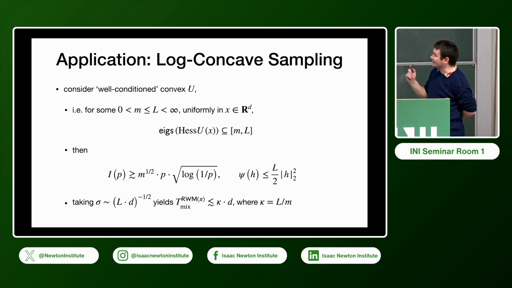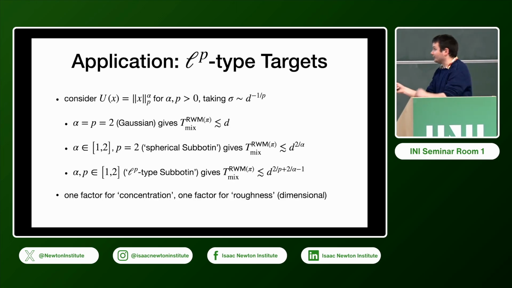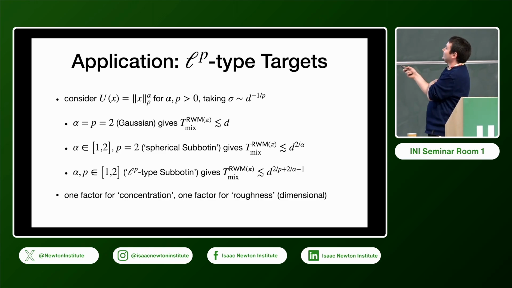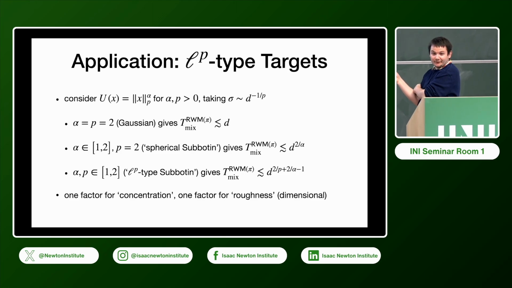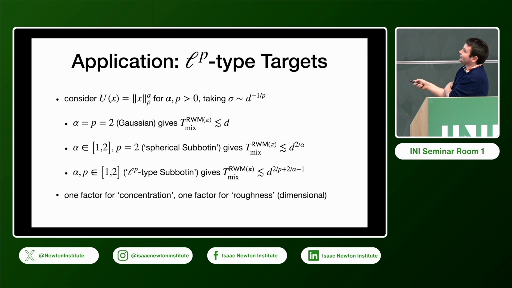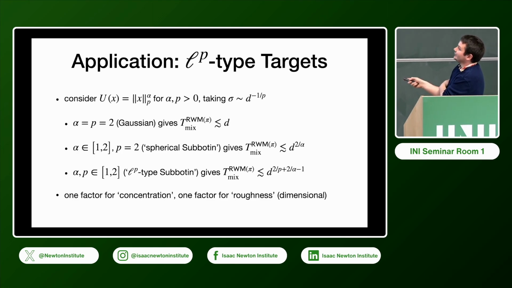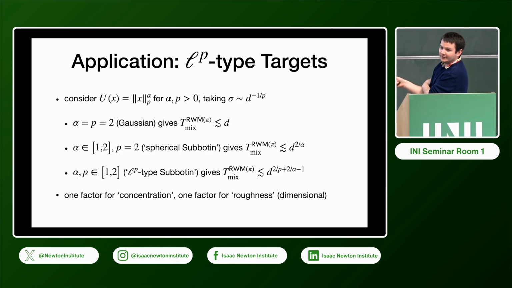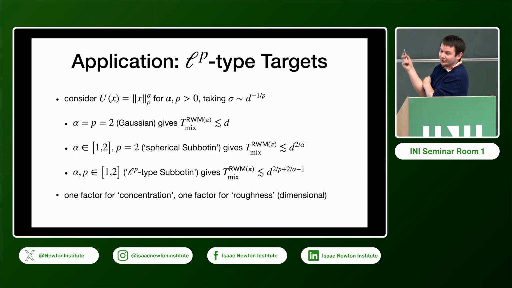Another family of examples that will exhibit some different properties. I've called these LP type targets. I wouldn't say I believe they're extremely practically interesting, but they're a good way of exposing the assumptions that we're making and how they fit together. So I'm going to look at potentials that are convex, where I take the usual LP norm of X and raise it to some power alpha. It's a useful exercise to show that if you want to stabilize the acceptance rate here, you have to scale the sigma like d to the minus 1 over p, at least for p in the range that I care about.